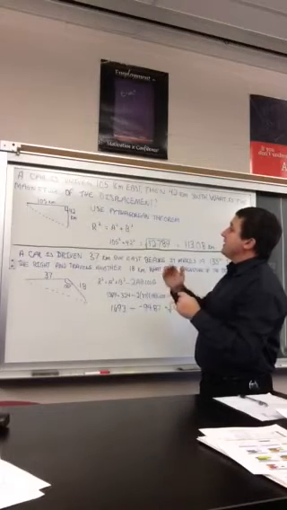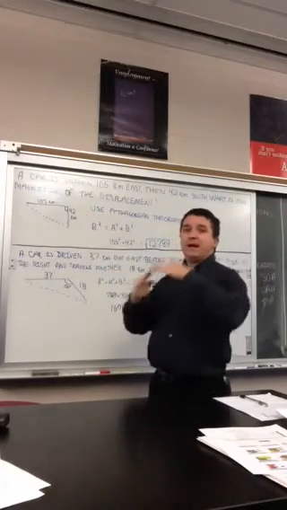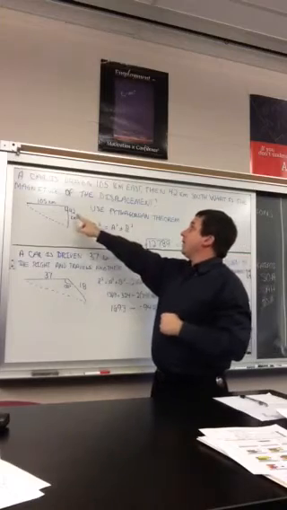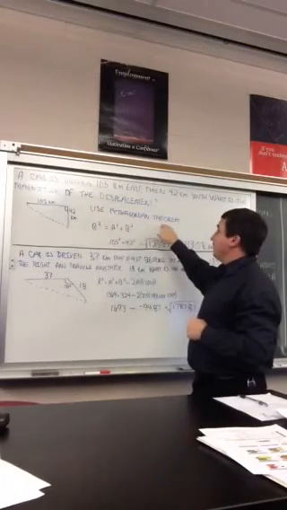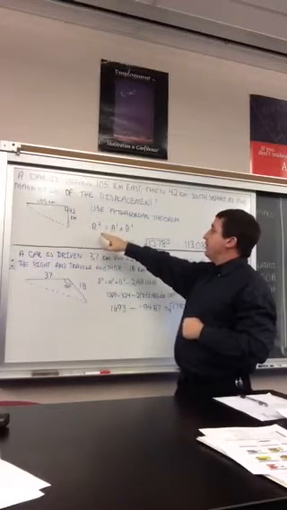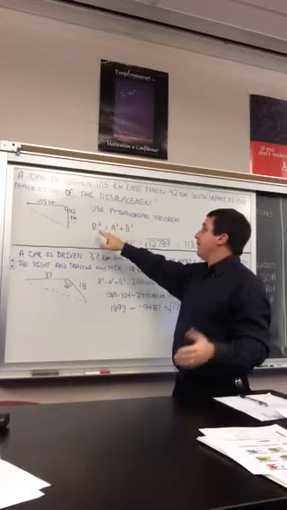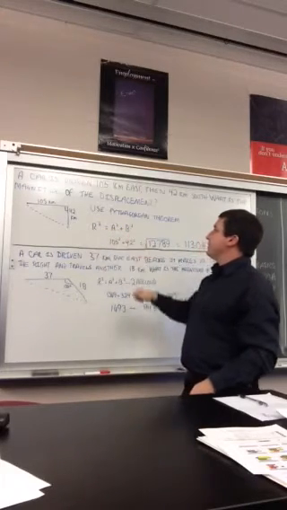Because the vectors here are meeting at a right angle, we are going to use the Pythagorean theorem. The Pythagorean theorem, according to one way to write it, is r squared equals a squared plus b squared.